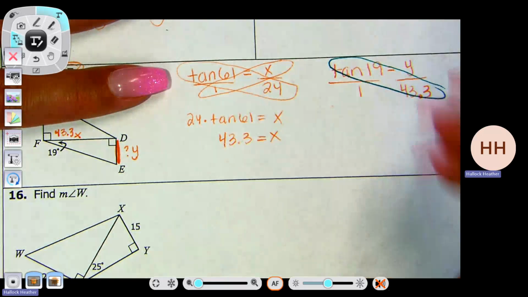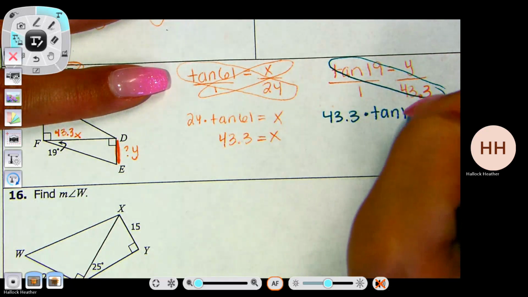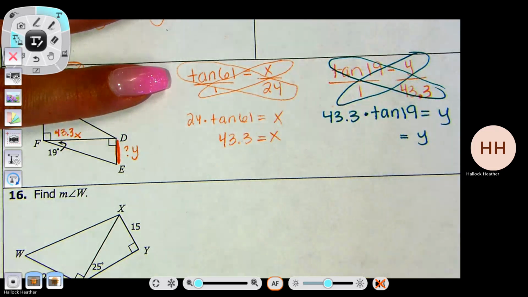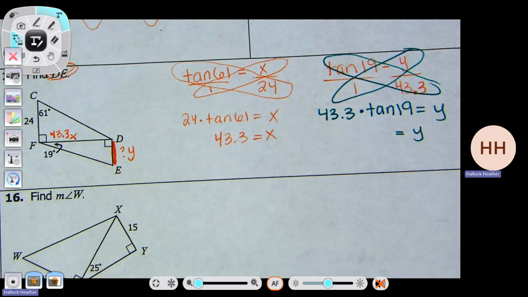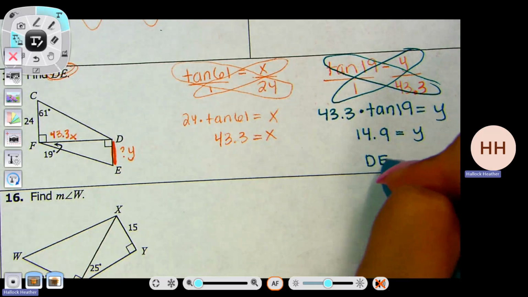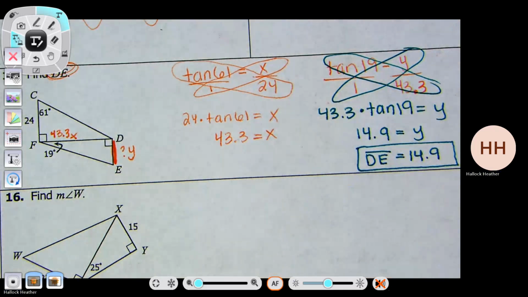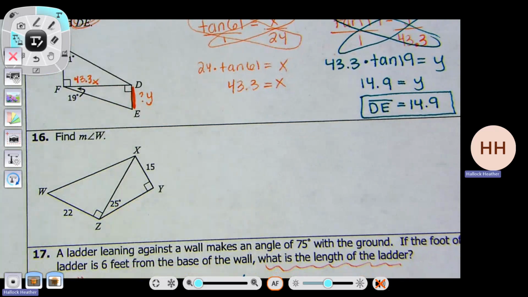So DC, that length of DC is technically 14.9. Then we're going to do 16 and that's it. So 16, same thing. You have two triangles stitched together.